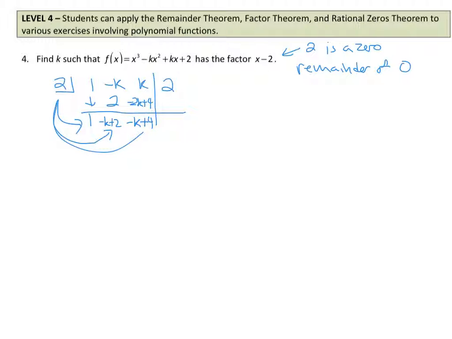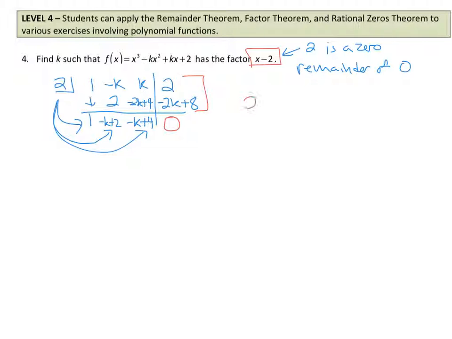And then we multiply, and we get negative 2k plus 8. And now, this is a very key component to this problem. We want this remainder to be 0. So if this is a factor, the remainder has to be 0. So we're going to set up an equation where the sum of these two must equal 0.